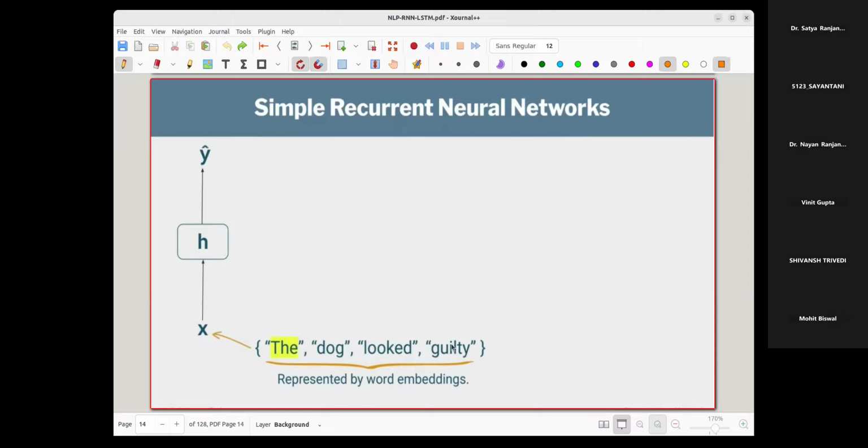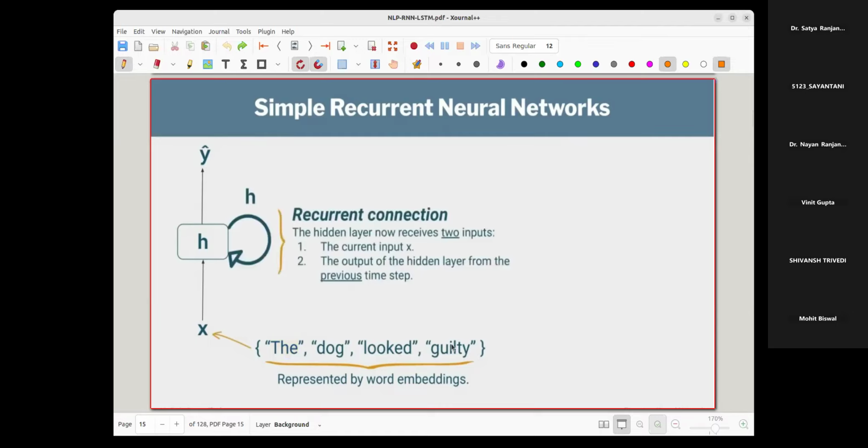the change we need is just to add a recurrent connection to the hidden layer. What does it mean? It is the same simple neural network, but within the hidden layer there is a recurrent connection. The hidden layer now is not getting only one input, that is X. Rather, when you process the next word, it also gets the previous word's output. So the hidden layer receives two inputs: the current input X, and the output of the hidden layer from the previous time step.